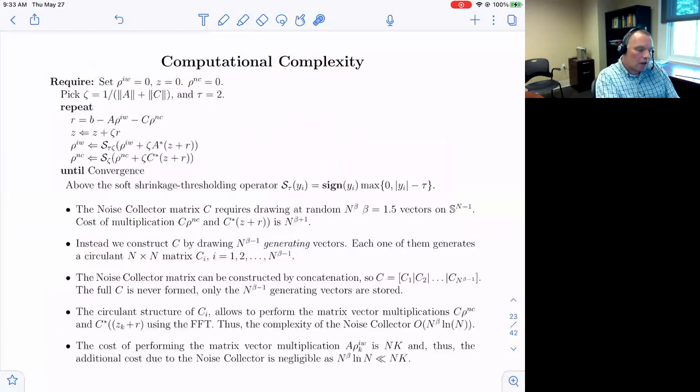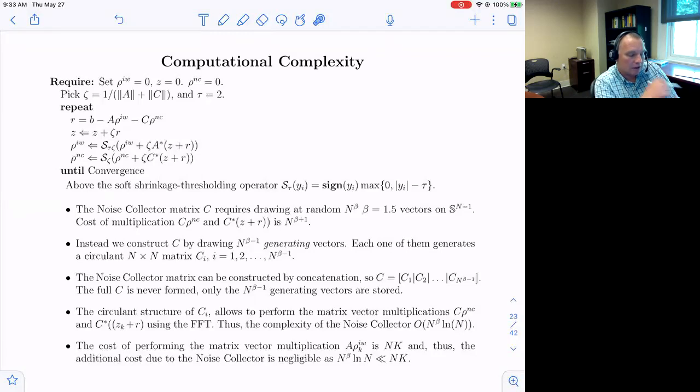Any questions maybe? So this is a bit of a busy slide, but the message of this slide is that the algorithm is trivial. The algorithm is just 4 lines. It's just multiplication by conjugate matrices and thresholding. The computational complexity of this method is the same as the computational complexity of the original L1 method without noise collector, because we use some tricks from linear algebra and fast Fourier transform that are written over here.